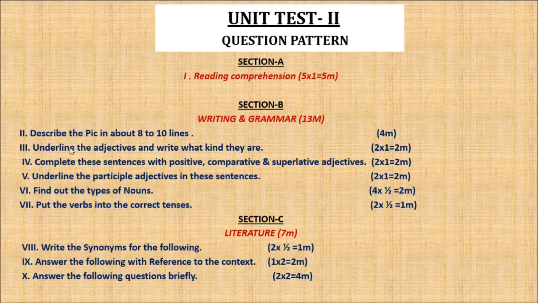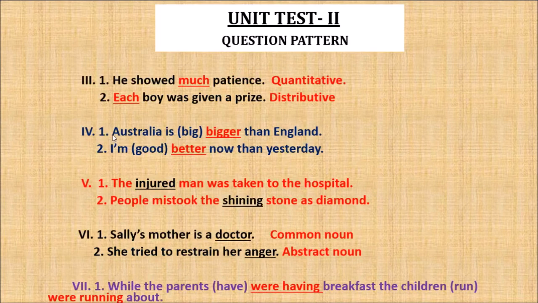Now, Roman number 3. Underline the adjectives and write what kind they are. It means underline the adjectives and we have to write what kind they are. Like this, the questions will be given. He showed much patience. A sentence will be given like this, and you have to underline an adjective. Which is an adjective here? Showed is a verb, he is a pronoun, patience is a noun, and much is an adjective. So much means it is an amount. We are not restricting it to the number. We are not expressing a number here.